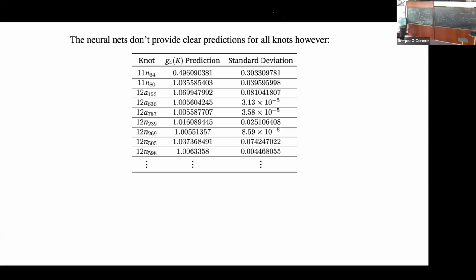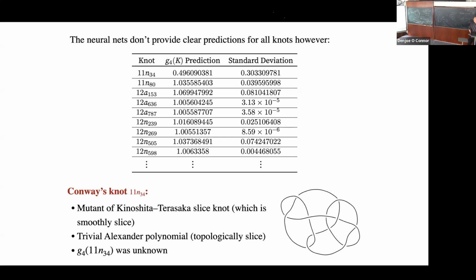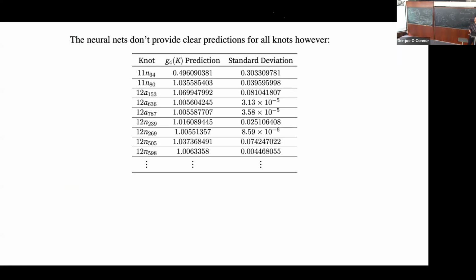But for this knot right here, 11n34, it predicted that the slice genus was right at 0.5. This was a famous knot called Conway's knot, where we didn't know if it had slice genus 0 or slice genus 1. For all of the other unknown knots the neural network was able to make very confident predictions, but for Conway's knot, it was smack in the middle, 0.49.